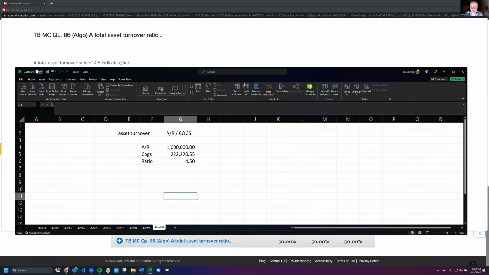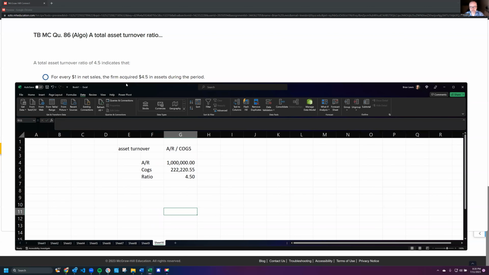I forgot what an asset turnover ratio is, so we're just going to have to punt and see what we got here. Oh, it's a net sales thing. Okay, so AR net sales. Now I know what it is versus assets. Okay, that's going to be our ratio. Yeah, now I know. There we go. Now I have something to work with. So for every dollar in net sales, the firm acquired 4.5 in assets during the period.